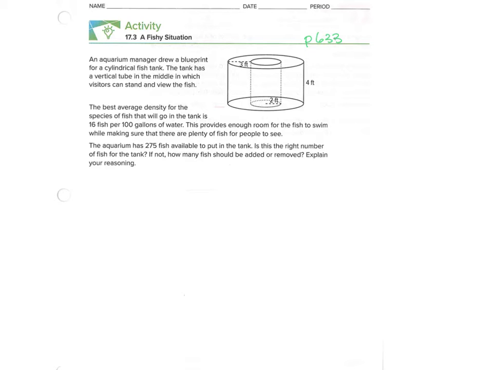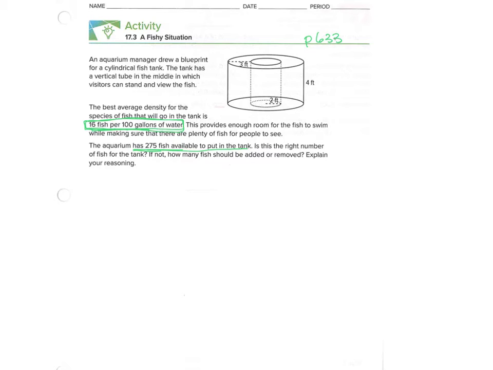The best average density for the species of fish that will go in the tank is 16 fish per 100 gallons of water, because we want our fish to be happy. So 16 fish per 100 gallons of water. That's actually a lot of space for these fish, I think. This provides enough room for the fish to swim while making sure that there's plenty of fish for people to see. The aquarium has 275 fish available to put in this tank.